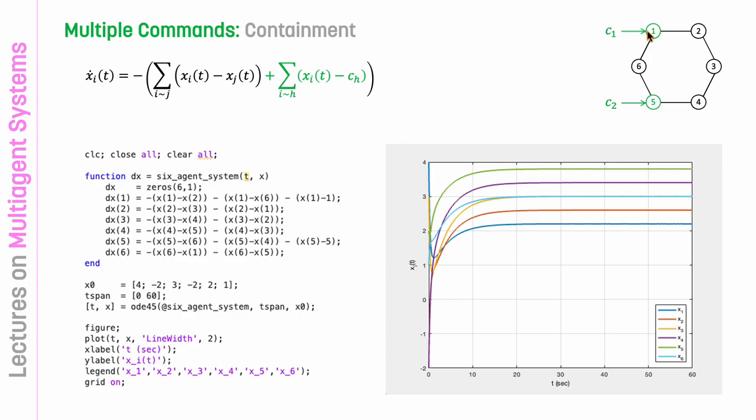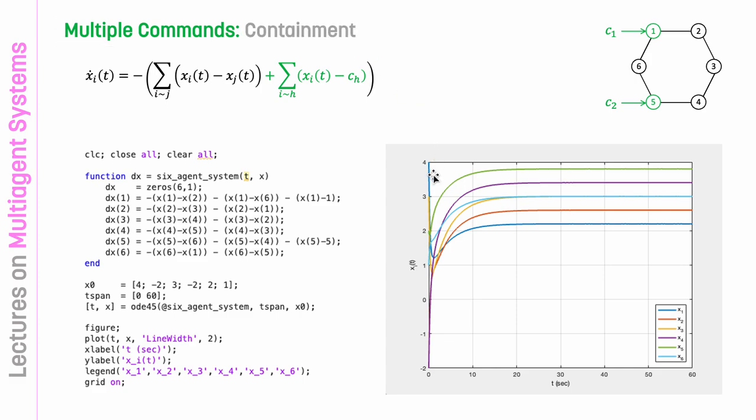In this case, agent 1 is subject to C1 equals 1. There is no green term for 2, 3, and 6, but agent 5 is subject to command number 2, which is C2 equals 5. In this case, if you think of command number 1, it's not shown here, but one of the commands is 1, the other one is 5. And this now becomes the containment problem.